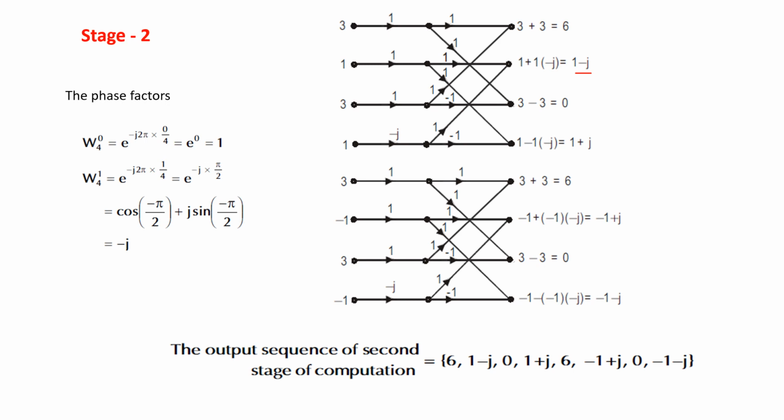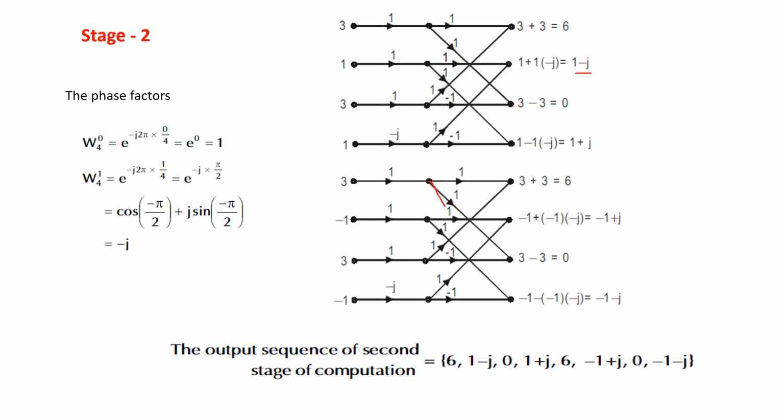And at this third line, the first input is from here, this 3 will reach here, and this 3 multiplied with 1 into minus 1. So 3 minus 3 is equal to 0. And the fourth line, this minus 1 will reach here, and this minus 1 into minus j, this minus 1 into minus j into minus 1 will reach here. So that will be getting minus 1 into minus j, that is plus j, and already we have a minus here, so this is minus 1 minus j. So these are the output of stage 2.